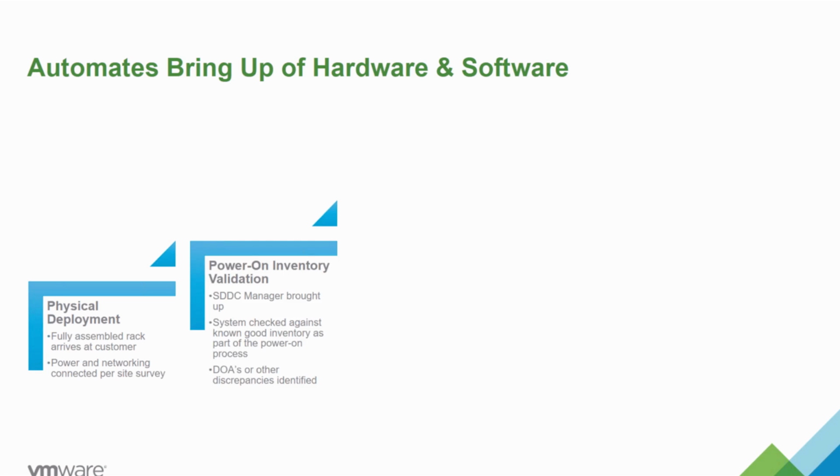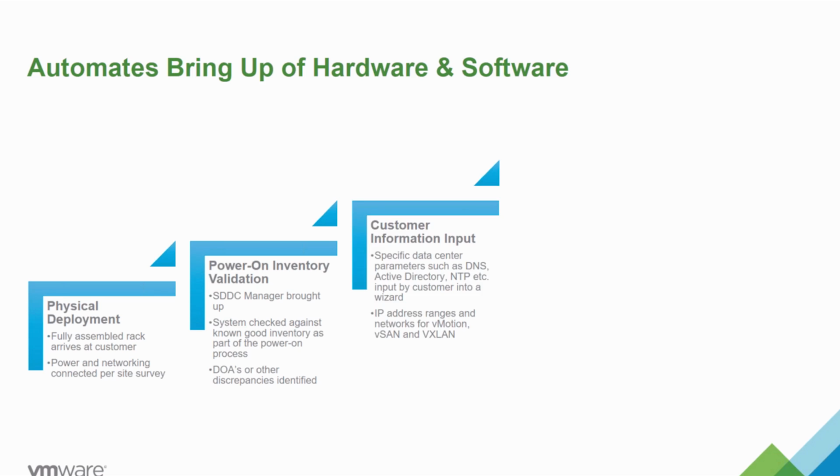We're going to do a power on inventory validation. So as a system comes up, SDDC Manager comes online, and it checks all of the hardware that is out there, figures out what it has to work with. If you buy the integrated system, so this would be the VxRack or PrimeFlex products, this is already done in the factory, so you don't have to worry about this. During this stage, any DOA hardware is identified and addressed as necessary. Hopefully that doesn't happen often.